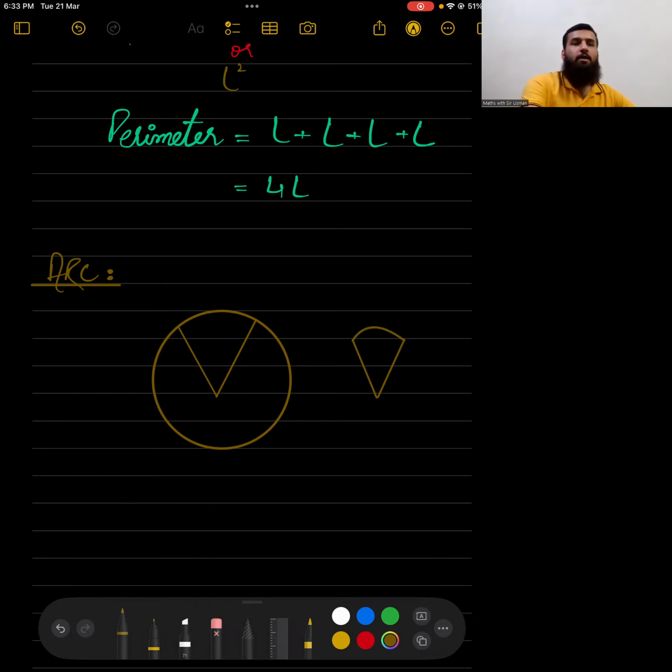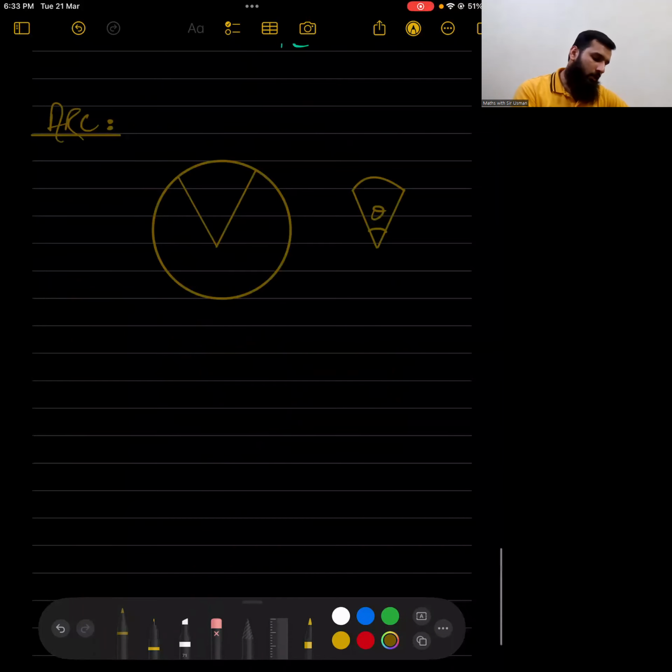Now the entire circle is of 360 degrees, and we are now only dealing with a certain angle out of it. So we will have theta over here as the angle, and we have the total angle of the circle as being 360 degrees. Now, the area of the circle, if any one of you could tell me, what was the area of the circle?